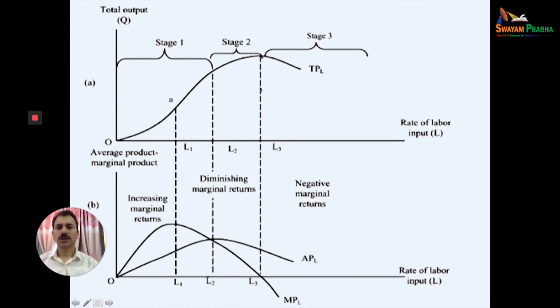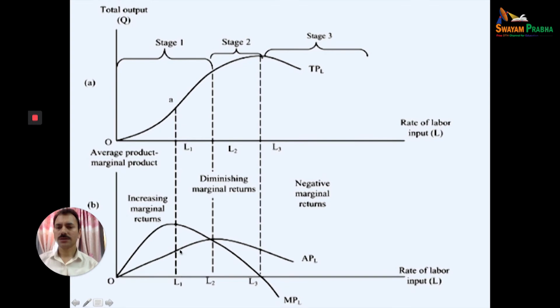Now I have already stated, this is up to here, this first stage. Here MP is maximum. Here the point AP and MP is equal. Up to here is the first stage. The first stage is the irrational stage. Producer should not stay here. Producer should go beyond and use more L, say L to L3.